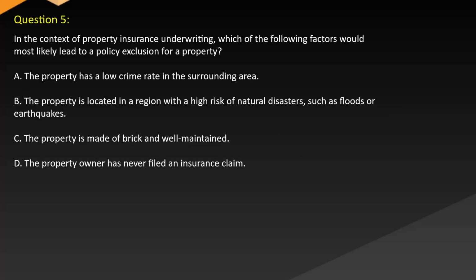Question 5. In the context of property insurance underwriting, which of the following factors would most likely lead to a policy exclusion for a property? A. The property has a low crime rate in the surrounding area. B. The property is located in a region with a high risk of natural disasters such as floods or earthquakes. C. The property is made of brick and well maintained. D. The property owner has never filed an insurance claim.